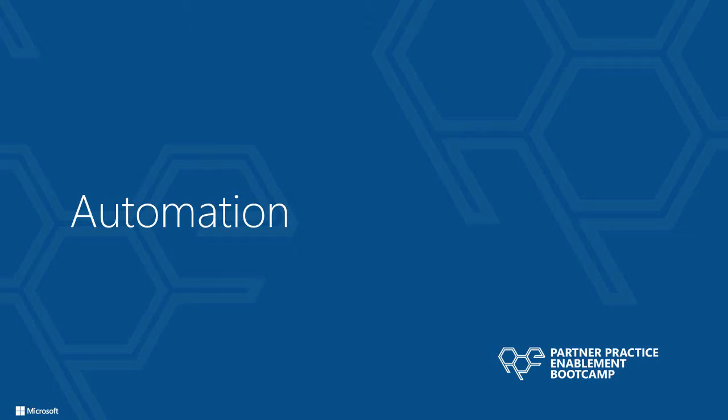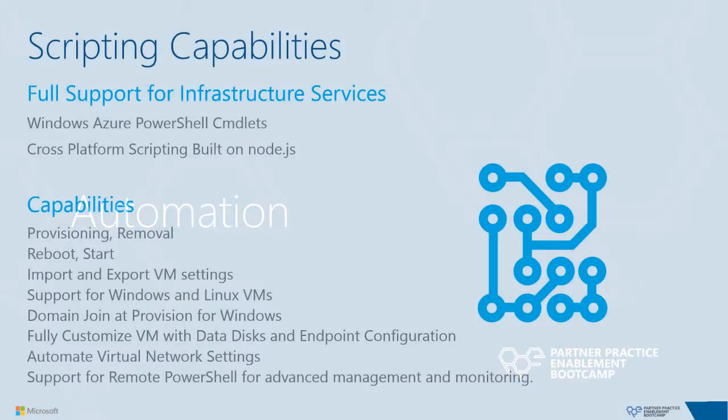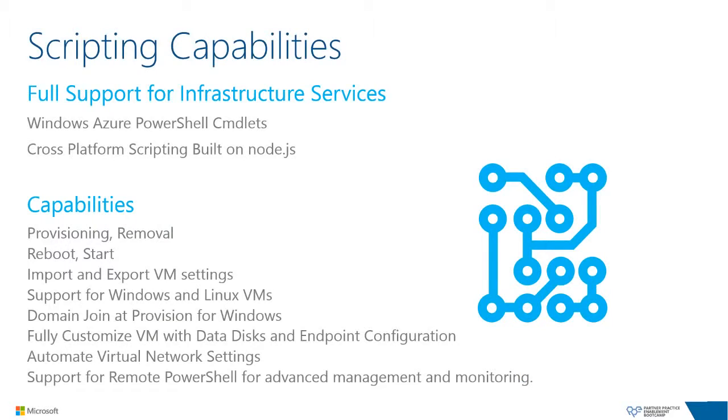Windows Azure provides automation capabilities in the form of a management REST API and scripting tools that work across Windows, Mac, and Linux. Let's review some of the capabilities that the scripting tools provide. The scripting tools provide full support for infrastructure services in the form of the Windows Azure PowerShell commandlets for PowerShell users or the cross-platform scripting tools that are built on Node.js but run on Windows, Mac, or Linux.